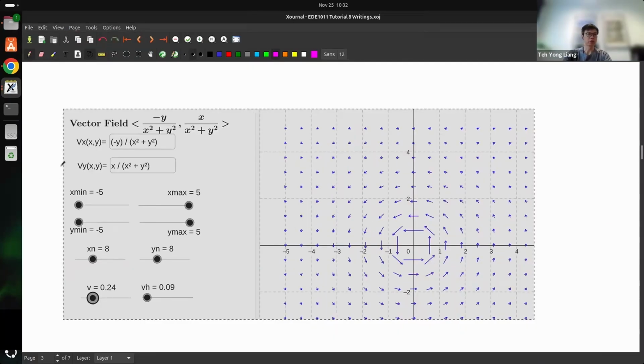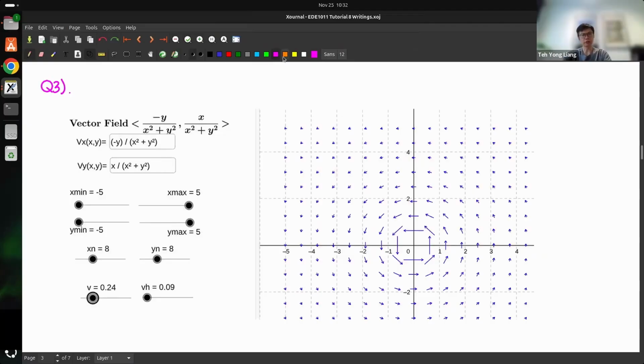So this is your question 3. You can see that this is a rotational vector field, right? And if you put some object like that in it, this object is going to follow the flow field, correct or not? So it's just going to flow around. It appears to be rotational, right?